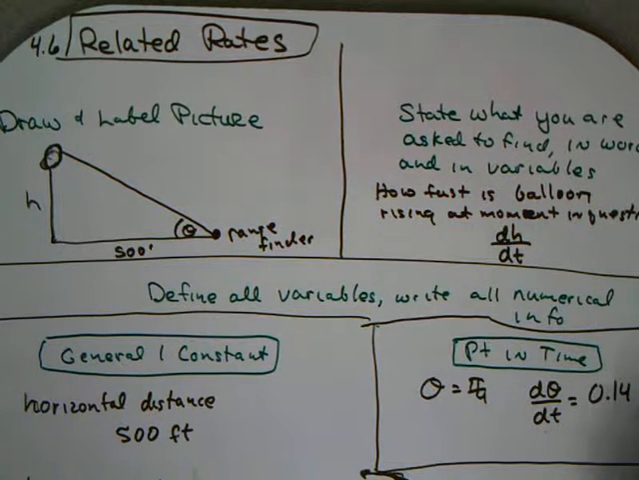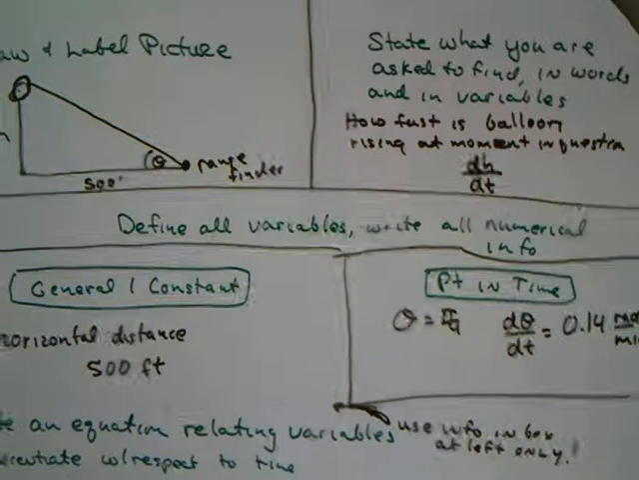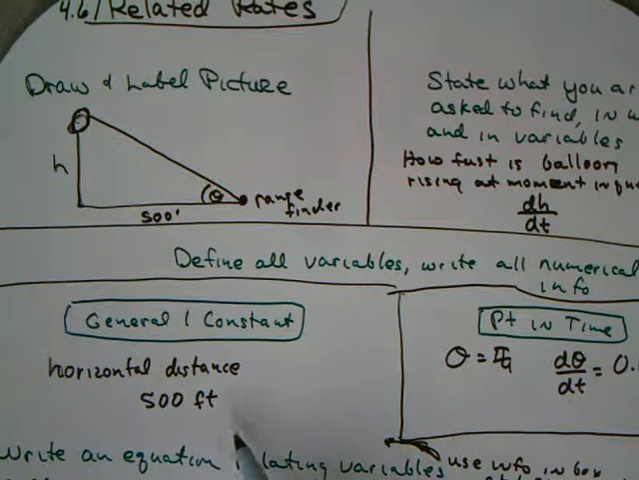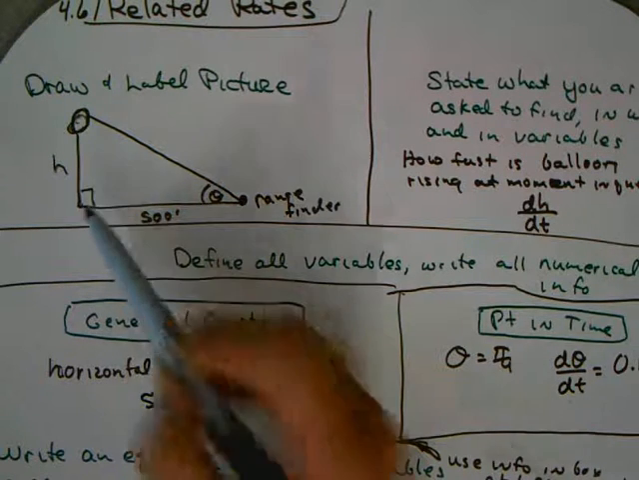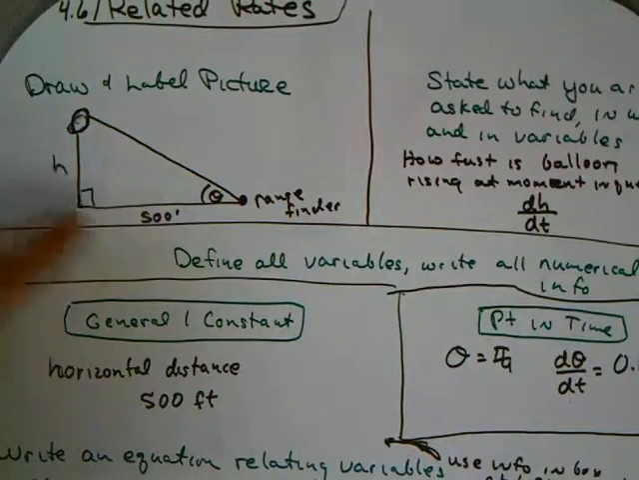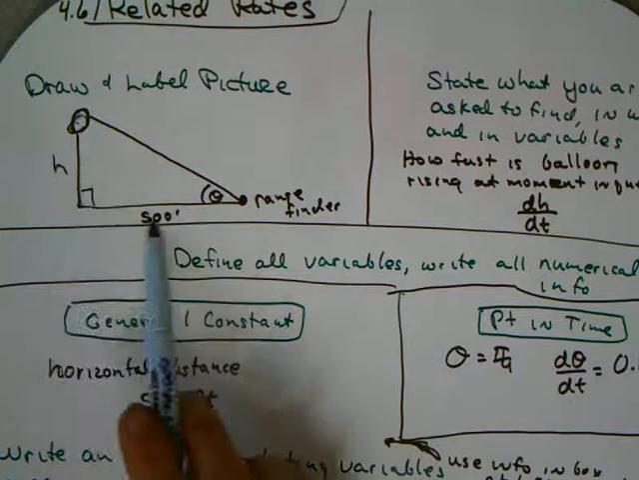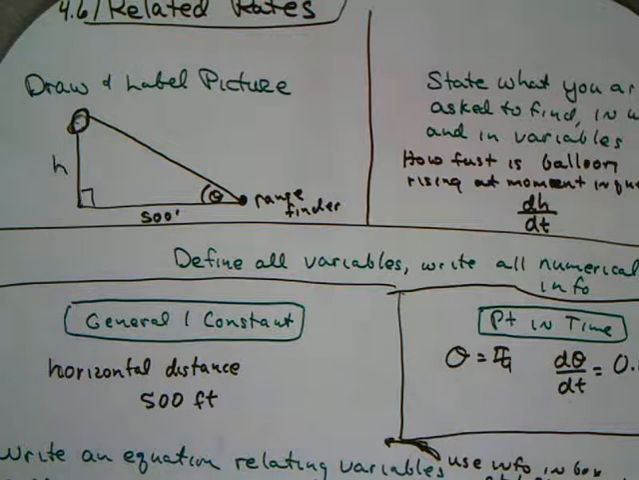Then I look at this picture, and I look at my constant information, and I say, what kind of relationship do I see? You might have to look at your geometry formulas, your trig formulas. I see a right triangle. We know balloons rise straight up without a wind; we're assuming that. So I can see a tangent relationship. The tangent of theta is the opposite over the adjacent. So that's the equation I will write. We write an equation relating the variables, so the tangent of theta equals the height over 500, because I can only use my constant information and the variables in the picture.